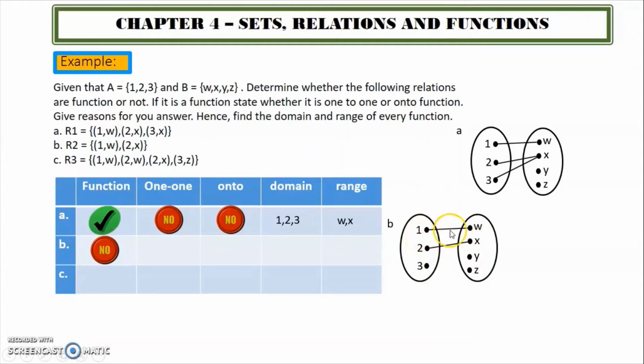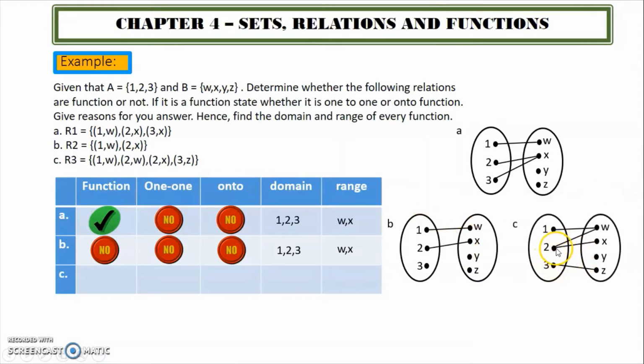So, kita check ni. Setiap elemen dekat sebelah domain ni ada ke tak ada pairing dia. So, kalau yang ini kita tengok 1 dengan 2 sahaja yang ada pairing dia. So, nombor 3 ni tak ada pairing image dia. So, dia not function. Not one to one juga sebab dekat 3 ni dia tak ada pairing dia. Onto, so tengok sebelah image. So WX sahaja. So YZ tak ada pairing. So dia not onto. Domain dia 1, 2, 3. Range dia WX.